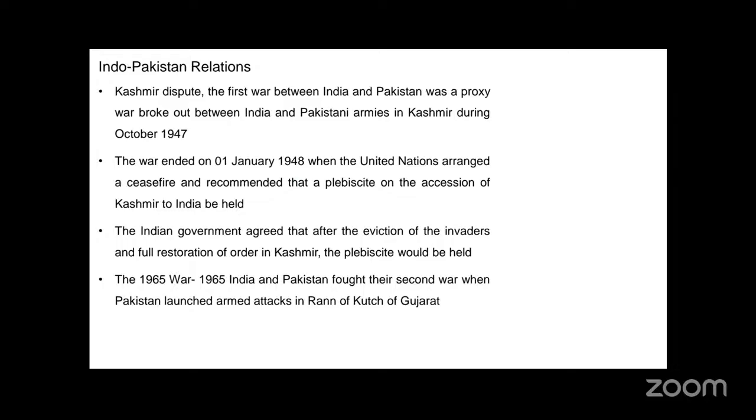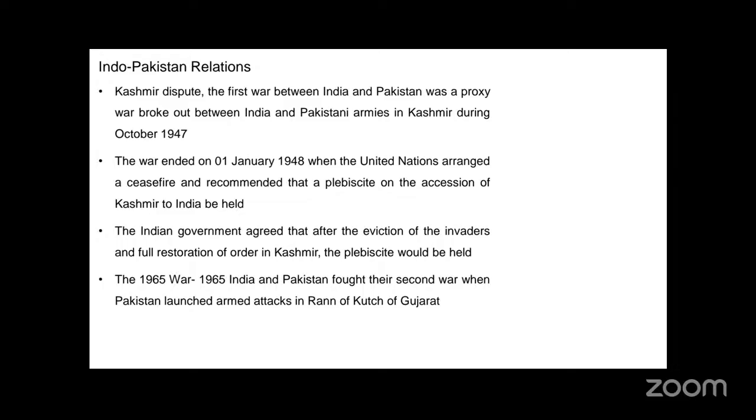So now what happened was the Indian government agreed to the eviction of the invaders and full restoration of law and order in Kashmir, and the plebiscite was held. In a way they thought that the issue on the Kashmir region could be solved over a period. So this was another first: an international organization interfering in the bilateral matters of these two countries.